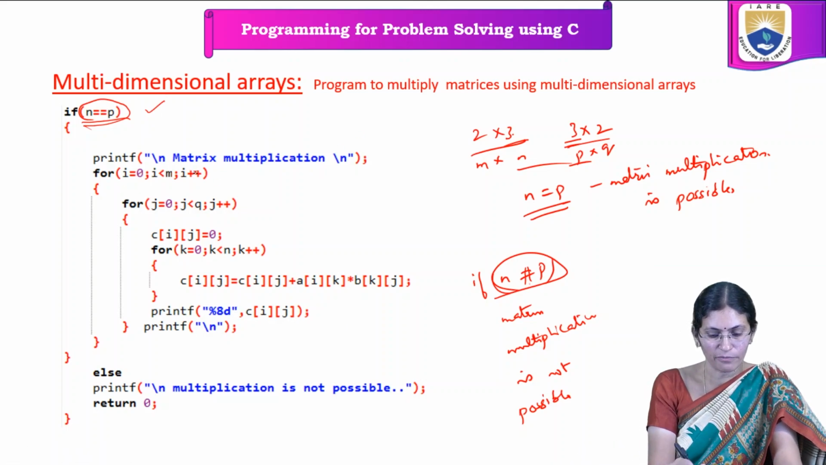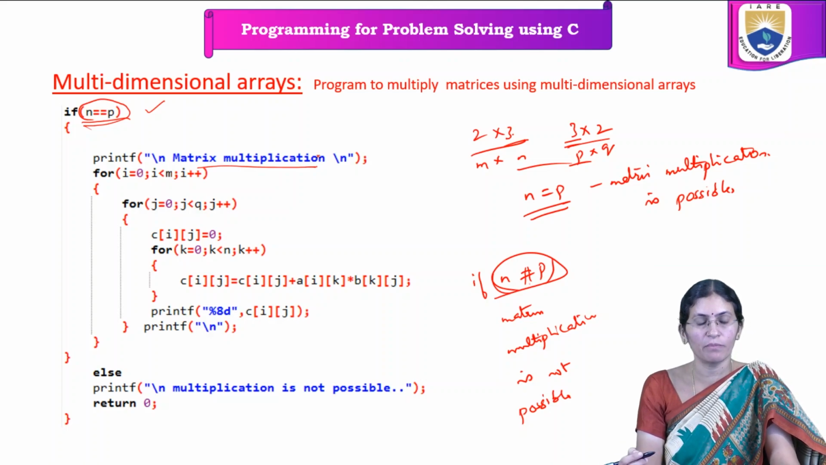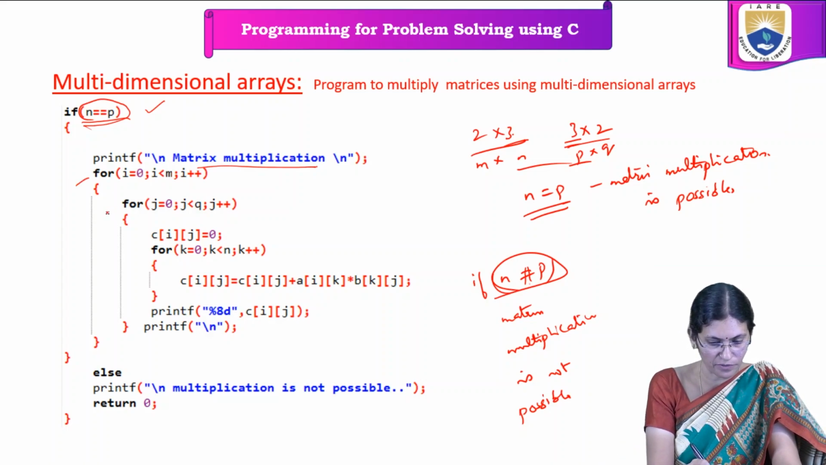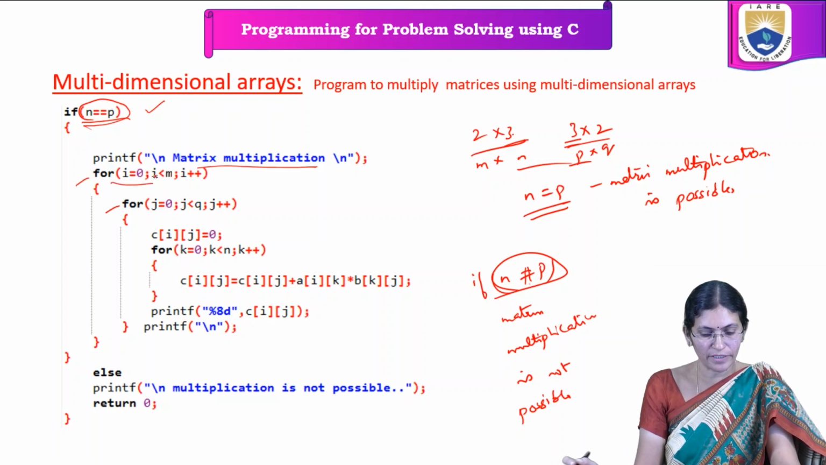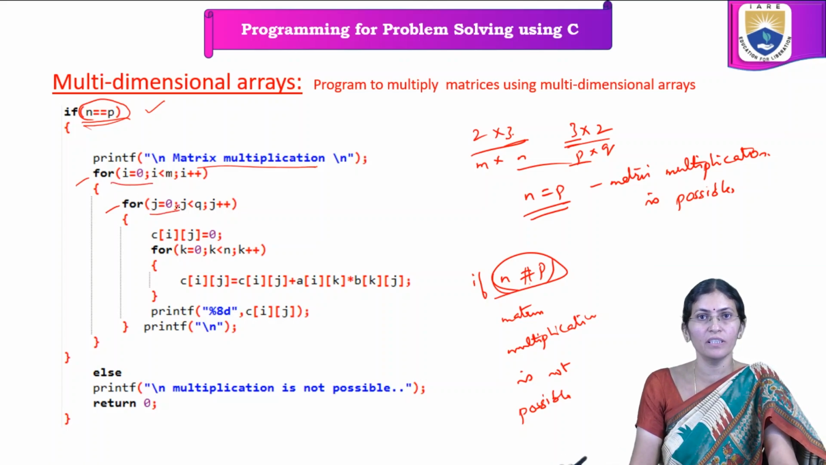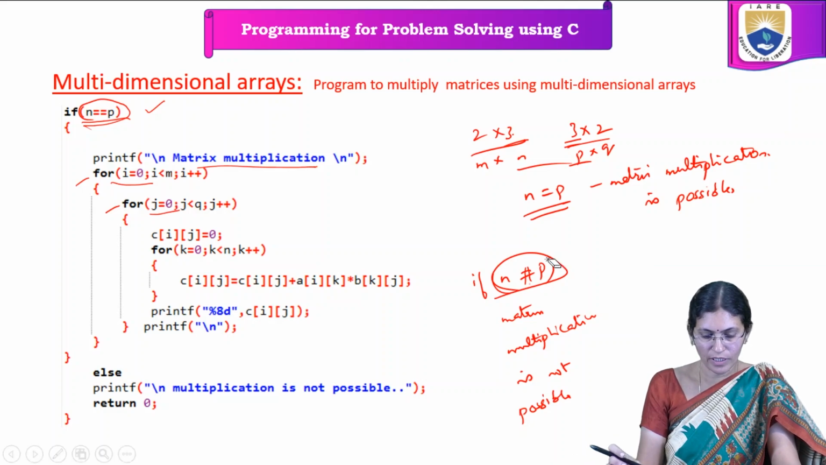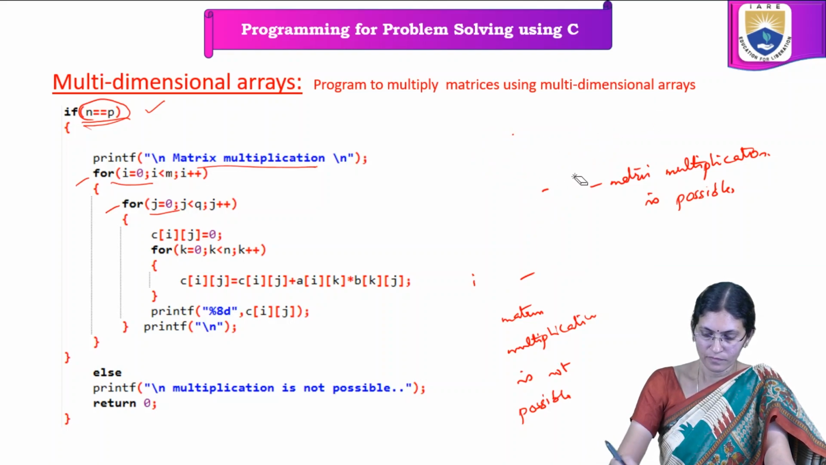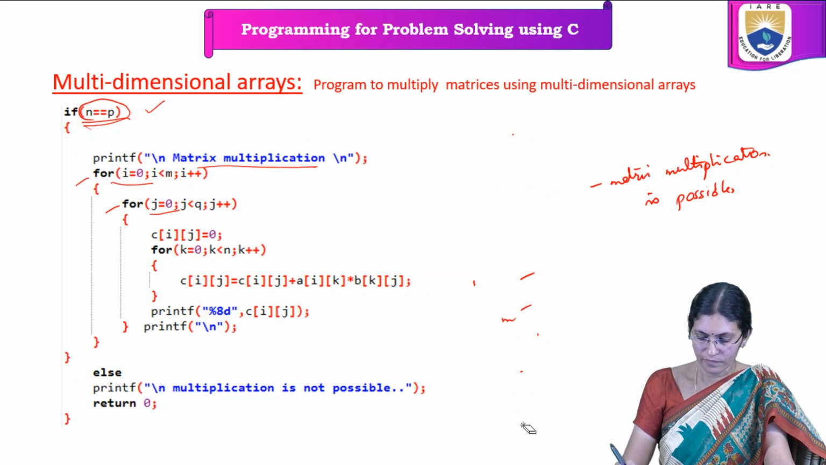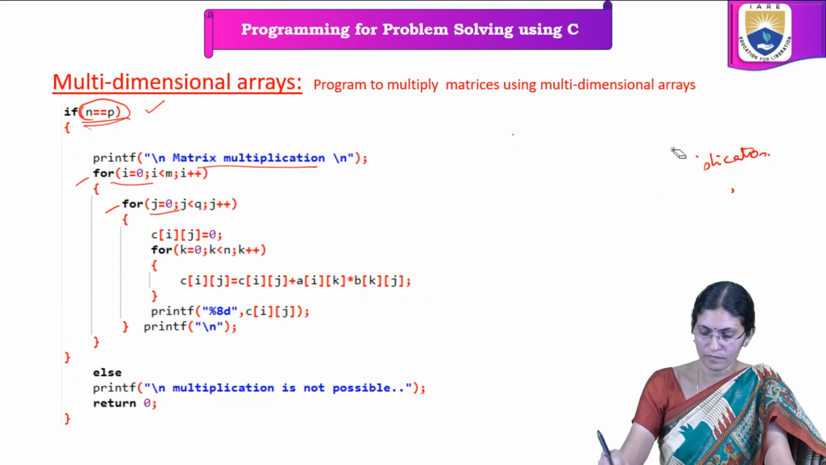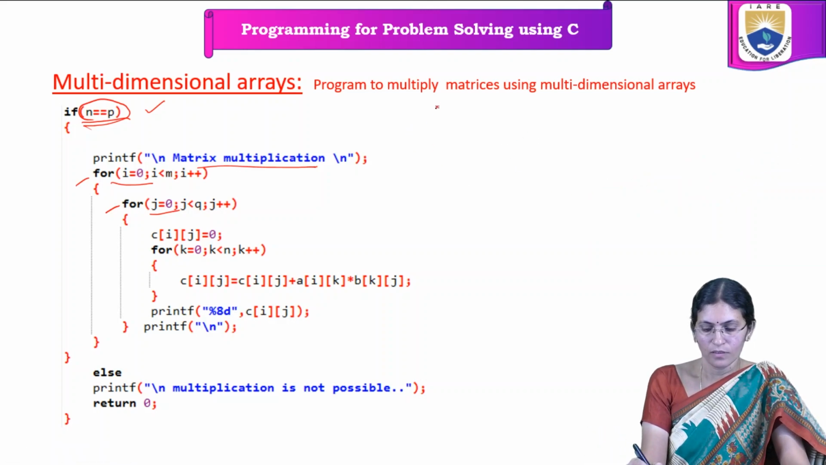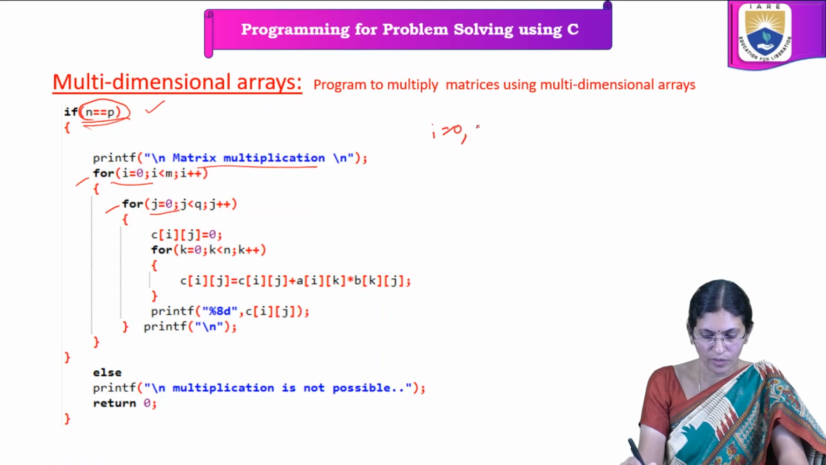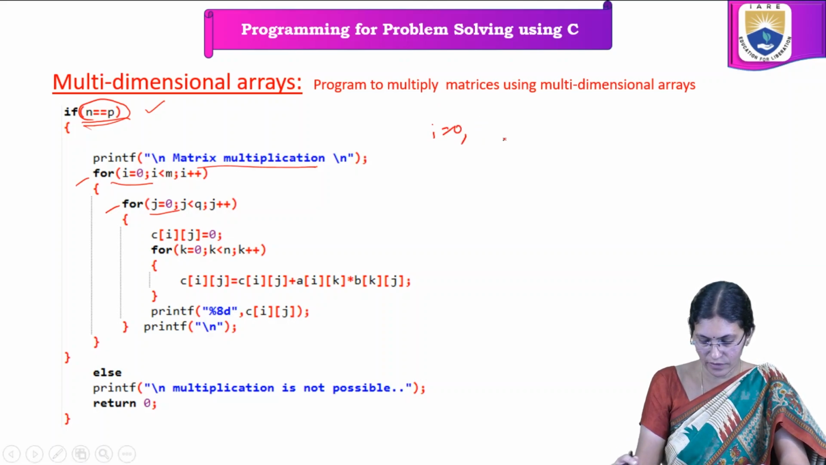So first, printf matrix multiplication. In order to multiply the matrices, we have used three nested for loops here. One for loop to iterate over the rows, another for loop to iterate over the columns. Now let us see how this program actually executes. So first we have I is equal to 0. This condition is satisfied.